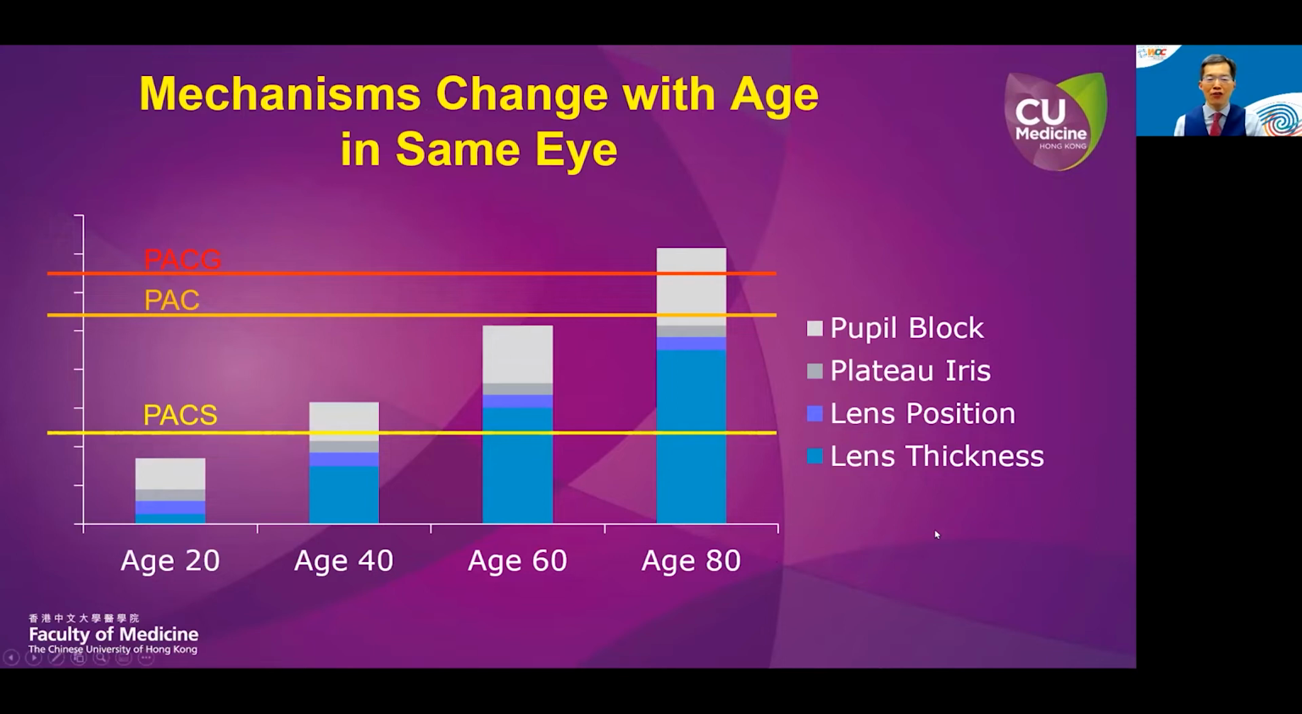Now, this second diagram here looks very similar, but this time this is the same eye, but at different ages. You can see that with increasing age, the lens thickness becomes increasingly important in contributing to angle closure. And also, as a result of that, the contribution from pupillary block may also increase. And so with increasing age, the predisposition to angle closure generally increases as well.